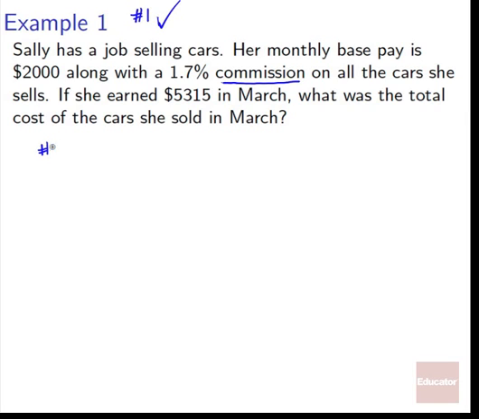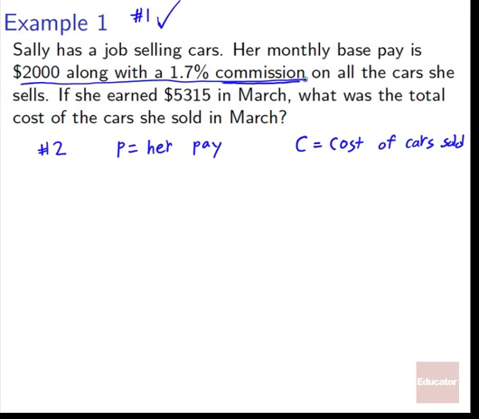So number two, what are the things that we need to know? Well, we want to be able to talk about her pay, right? How much does she get paid? So we want to have some way of being able to talk about how that varies based on her commission. So how about we make C equals not commission, but the cost of cars sold. So this is the amount of money she makes off of the cars she sells. So now let's figure out a way of being able to make this $2,000 along with 1.7% commission into something. So she gets $2,000, right? So number two, done. We figured out the things that we need to talk about: her pay and the amount of the cars that are sold. The two variables that we're really looking at.